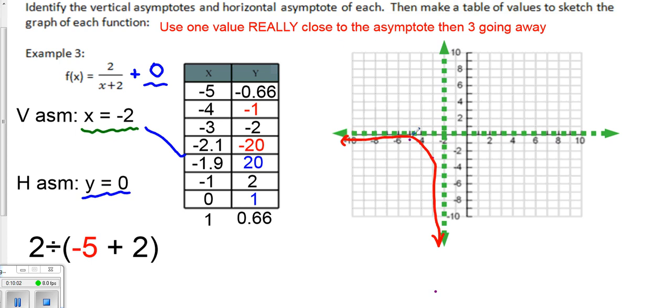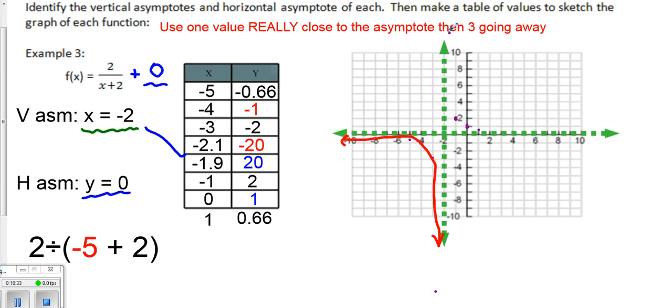On the other side of this line, let's use numbers like negative 1.9, which is just a little bit to the right of this line, is up at positive 20. So somewhere way up here. When we are at negative 1, so right here, we're up at y is 2. So this point. When x equals 0, we're at the value 1. So right here, and when x is 1, then y is up at 2/3.